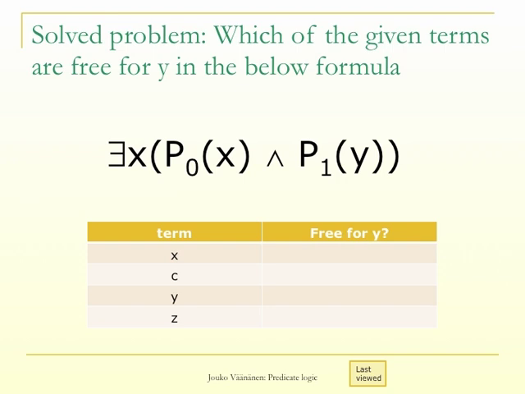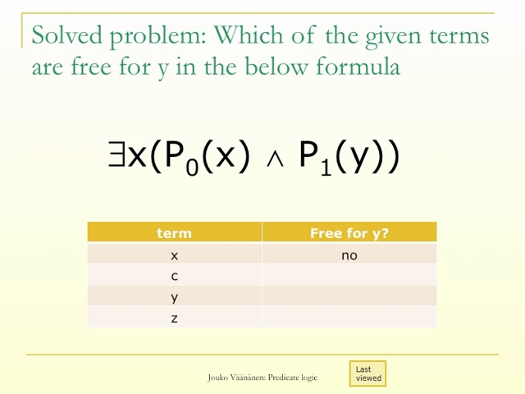Let's look at the term x. Is x free for y? So we should pay attention to free occurrences of y. There is only one. And what happens if x is substituted to y? Does it become a bound occurrence of x or not? Yes, it becomes, because in the beginning of the formula there is this quantifier, there exists x, which would make the occurrence of x in place of y bound. So the answer is no.